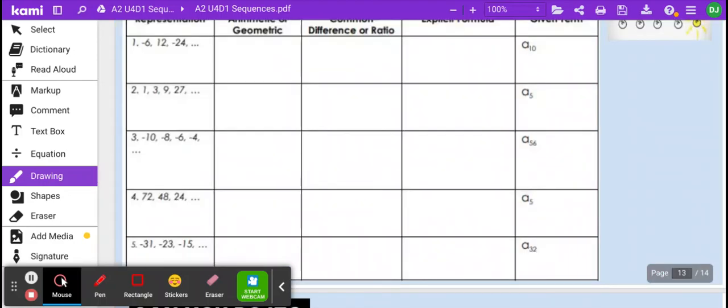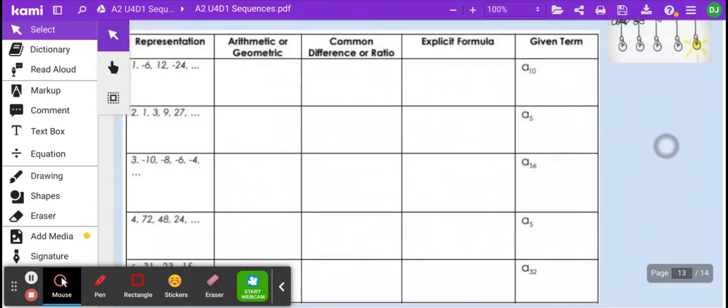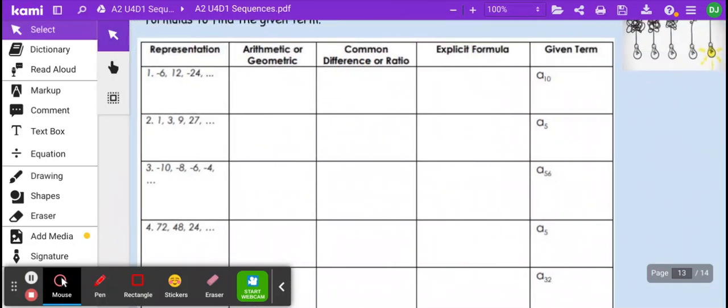So what I want you to do is pause the video and practice. Practice will make better. This is a mixed-up practice, which is good. You're going to have to determine: is it arithmetic? Is it geometric? Is it a common ratio or a common difference? Write the explicit formula, and then use the formula to find that nth term.